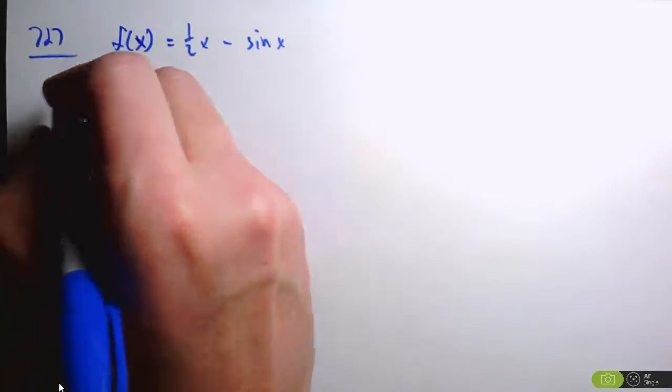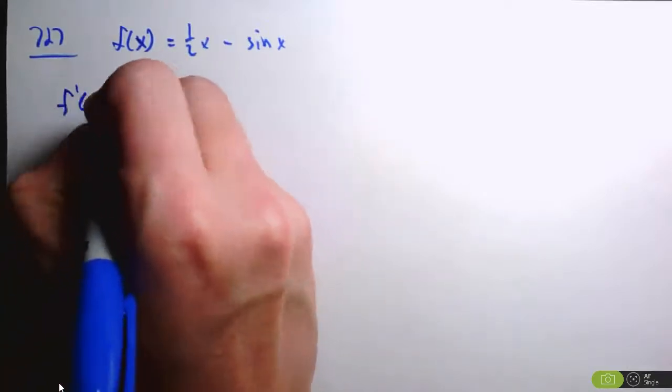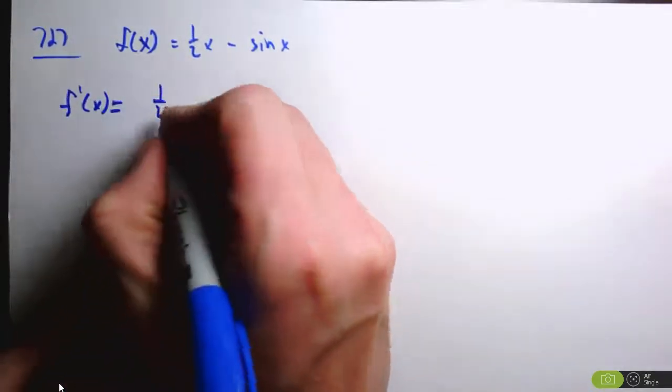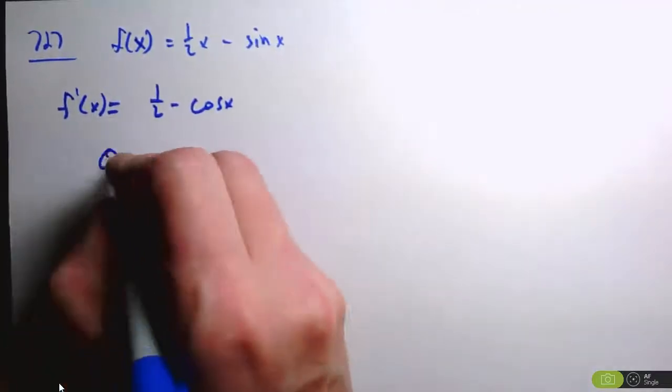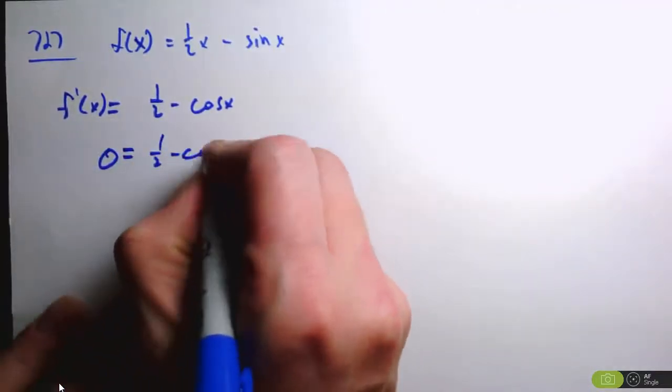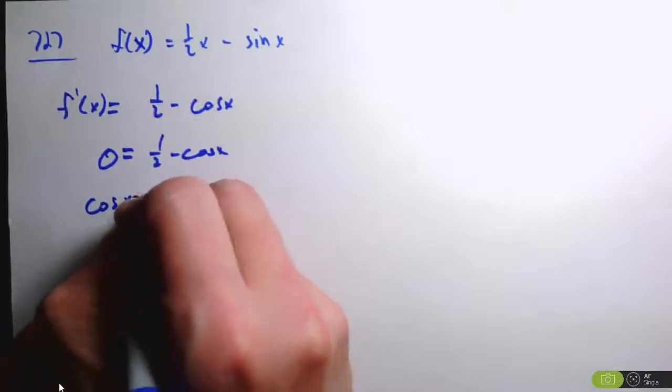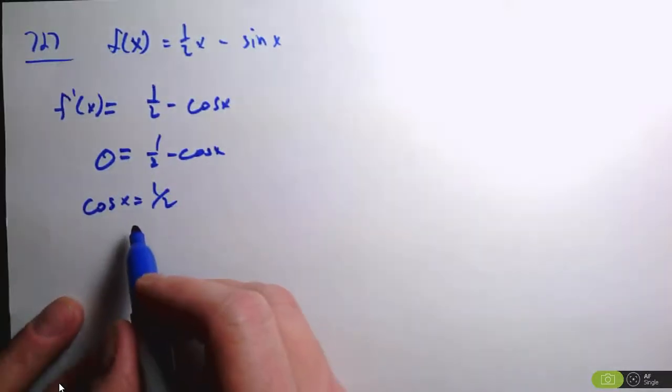First thing we need to do is find the first derivative, which is 1/2 minus cosine of x. So we'll set that equal to 0. Move cosine over. So we're going to know when is cosine x equal 1/2.